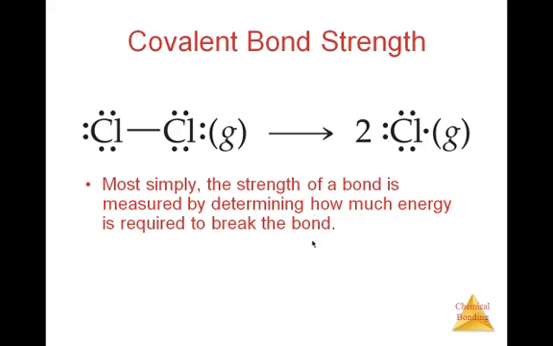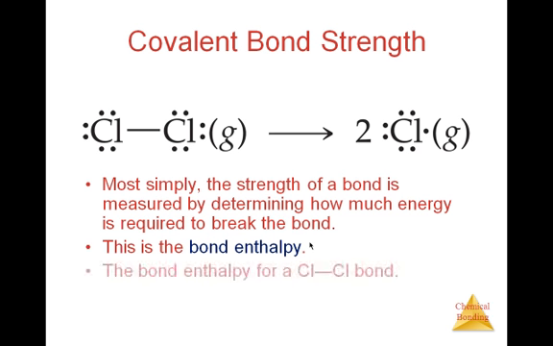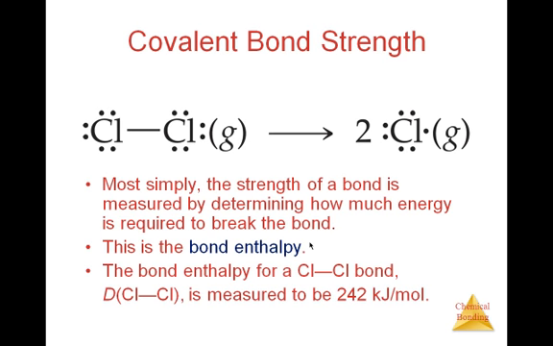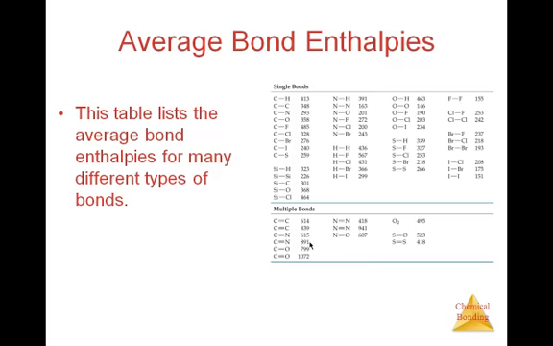Moving on, covalent bond strength. Simply, the more bonds, the stronger the bond. So we measure bond energy also by how much energy is required to break the bond. When we do this, we call it bond enthalpy. The bond enthalpy for chlorine-chlorine is about 242 kilojoules per mole to actually break that bond. We have tables of these bond enthalpies.